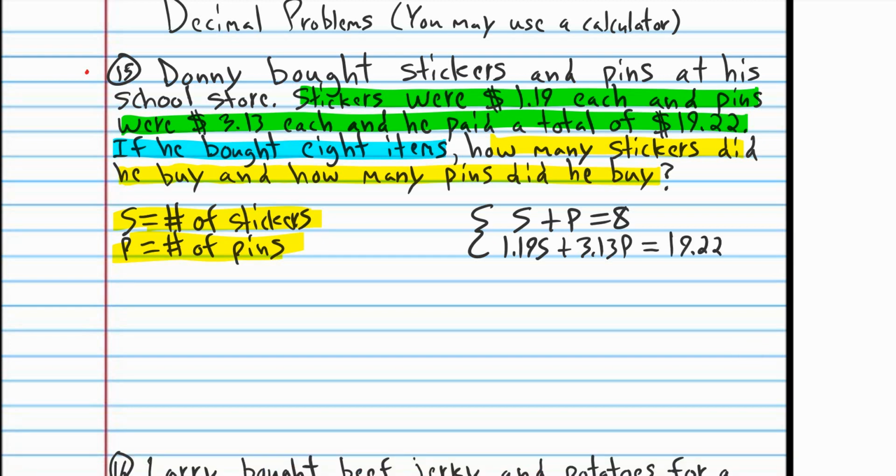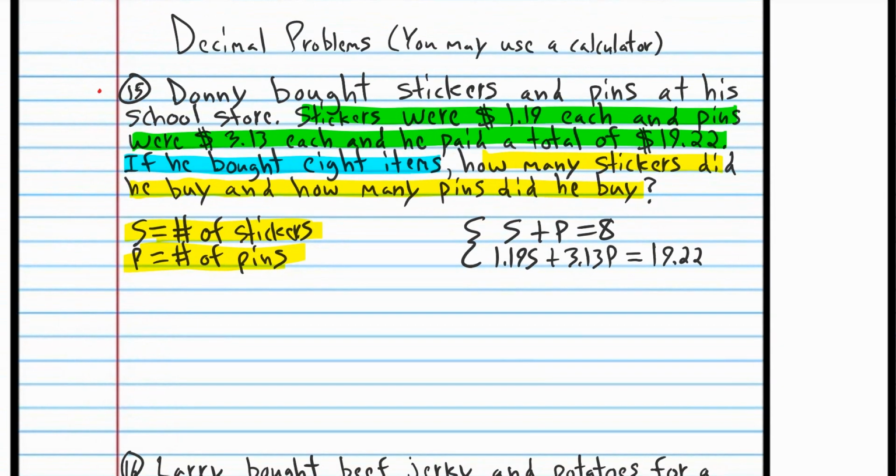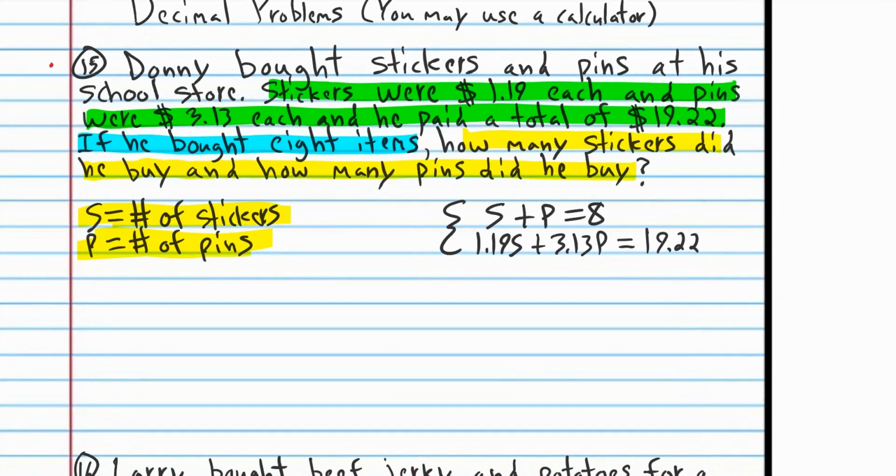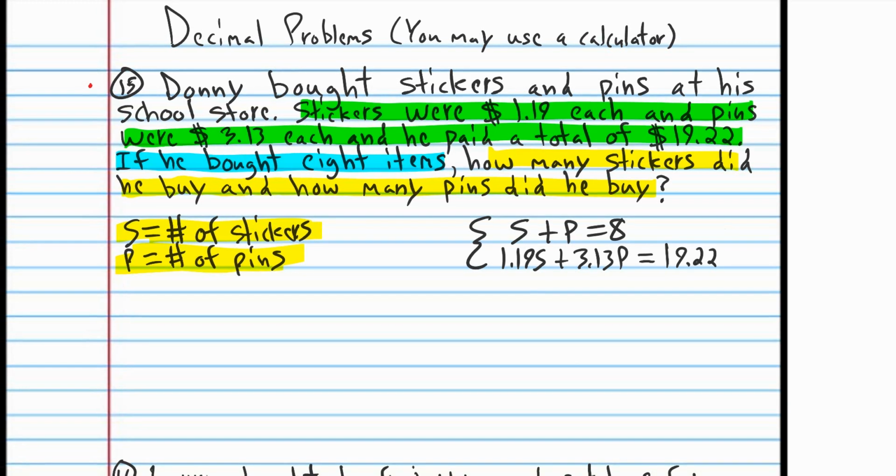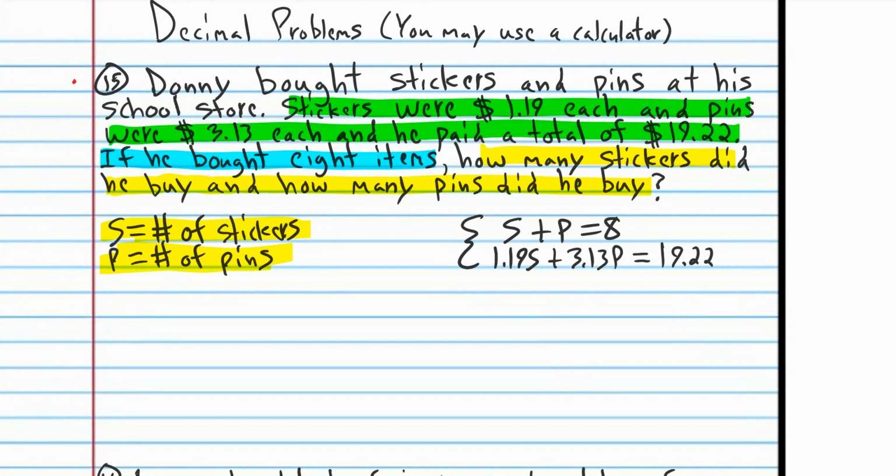So we're taking the number of stickers and multiplying by the price per sticker. That's the amount of money he paid for stickers. Taking the price per pin and multiplying by the number of pins gives you the money he paid for pins, and you add all that up and it's a total of $19.22. Same problems we were doing before, except we just have decimals. Now, in these decimal problems, you can use a calculator. That's fine. In fact, I encourage you to use a calculator because it's just going to be too tedious if we try to do the arithmetic.